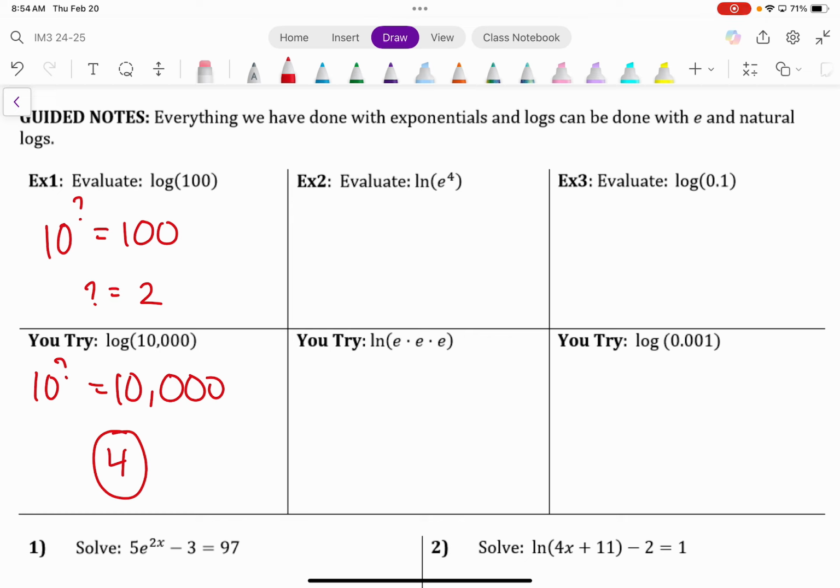All right, example number 2, evaluate natural log of e to the 4th. Now, we only use natural log when there is base e, because natural log goes with natural base. E is known as the natural base. So anytime that you see e, you're not using log, L-O-G, you're using ln for natural logarithm.